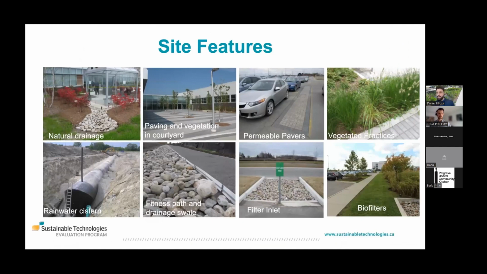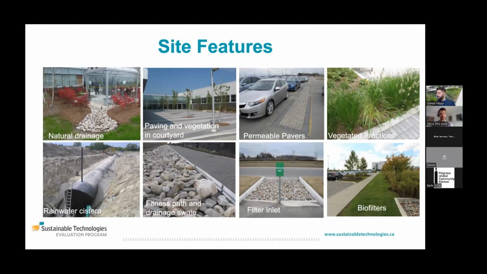So we had natural drainage from their bus stop location, so employees could come to and from work. We had really nice paving and vegetation set up in the courtyard. These are the permeable paving stalls. So permeable paving wasn't used over the whole parking lot. It was used in specially designed stall areas where water would drain to it in a heavy rain event at the end of each of the major parking lot stall areas. You had large amounts of vegetative practices used. This was the large rainwater cistern I was just talking about. The running or fitness path, they had a large enhanced swale here along the side.